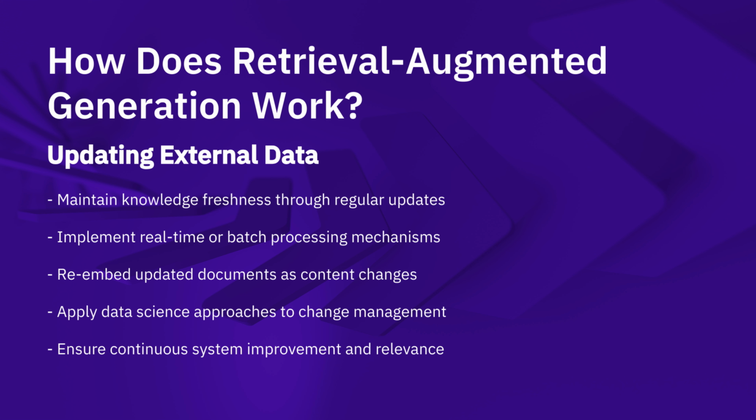Maintaining current information is crucial for the system's ongoing relevance and accuracy. The solution lies in implementing update mechanisms for your external data. This can be done through automated real-time processes that update vector embeddings as underlying documents change, or through periodic batch processing that refreshes the entire knowledge base at scheduled intervals. For example, when your organization updates its leave policy, the document in your knowledge repository should be updated and its vector representation recalculated and stored. Similarly, as employee records change, those embeddings should be refreshed. This is essentially a data management challenge.